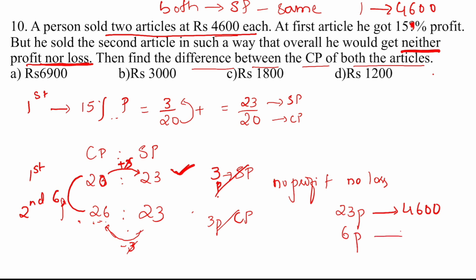So if 23 parts is 4,600, then 6 parts, that is the difference between the cost price, is how much? Why am I taking 23 parts? Because 23 parts is the selling price in ratio and the selling price in money is 4,600. So I am equating 23 parts to 4,600. So 6 parts is 6 divided by 23 into 4,600. 23 ones are 23, 23 twos are 46, so 6 into 200, which is equal to 1200. So the difference between the cost price of both the articles is 1200 rupees. Option D is the answer.